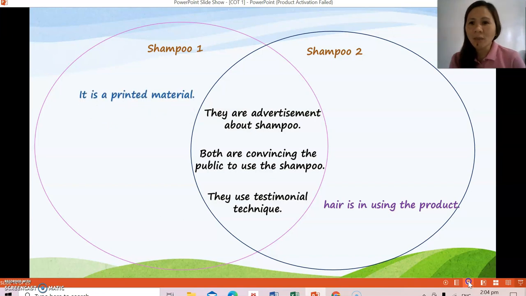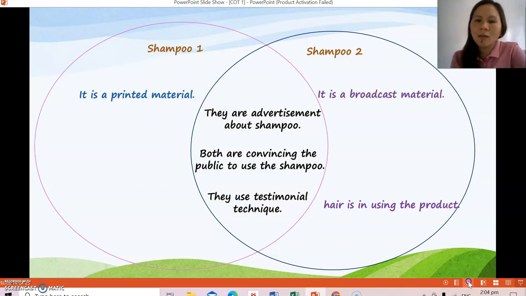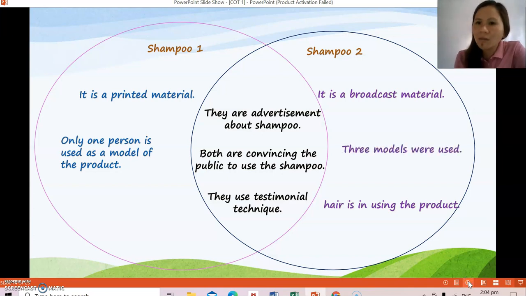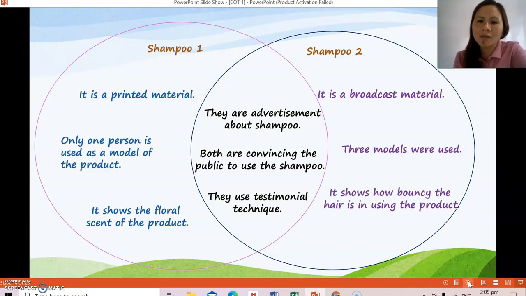All right. For shampoo number one, this referred to the Sunsilk. It is a printed material, while the other one is a broadcast material. Right. In shampoo number one, only one person is used as a model of the product, and in the next one, three models were used, okay? Shampoo number one uses the floral scent of the product, so the focus there is the scent. While in shampoo number two, it shows how bouncy the hair is in using the product. So this focuses on the effect, okay?